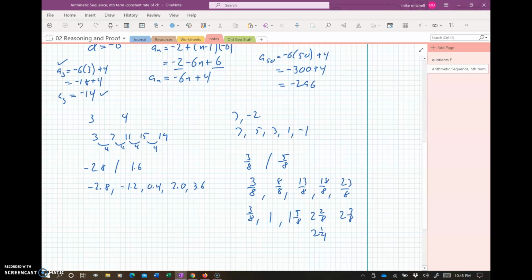So you can make those up. You can make up your own sequence. That might help you understand it a little bit better, and then find the equations for those.